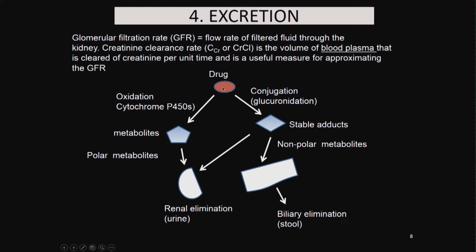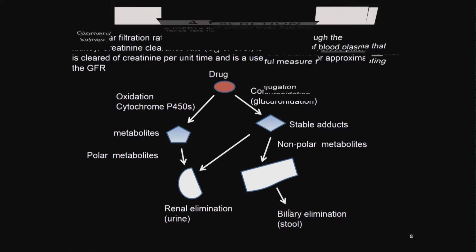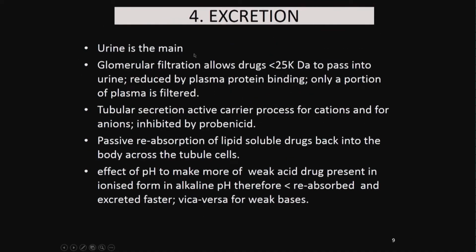So, you have the drugs, we have oxidation or conjugation. So, you may find metabolites, stable adducts. If it is polar, immediately it goes through the renal route into urine. If it is non-polar, these are stable adducts, it may go into biliary elimination, stools. So, this is how drugs get excreted from the body. Because metabolites are polar, they get removed in urine; non-polar ones get removed in stools. So, generally urine is the main route.